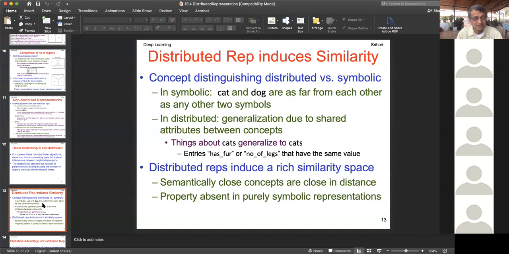A symbolic representation is just like dedicating the brain: this neuron is about ships, and this neuron is about dogs, and this neuron is about cats. Every one of them would be equally dissimilar to each other. Whereas a distributed representation is dividing up the concept into several neurons, each a shared concept, and together they end up defining the concept you want.